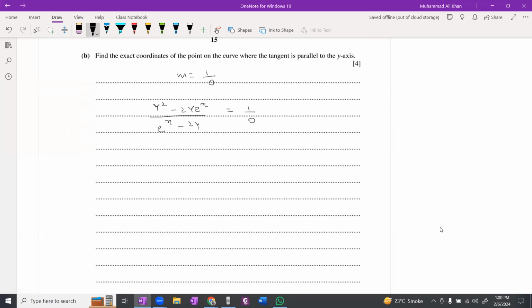Therefore, we can say that by cross multiplication, e power x minus 2y equals to 0. According to cross multiplication, this happens, and y equals to e power x upon 2. Substitute this y equals to e power x upon 2 as we have to calculate the coordinates.